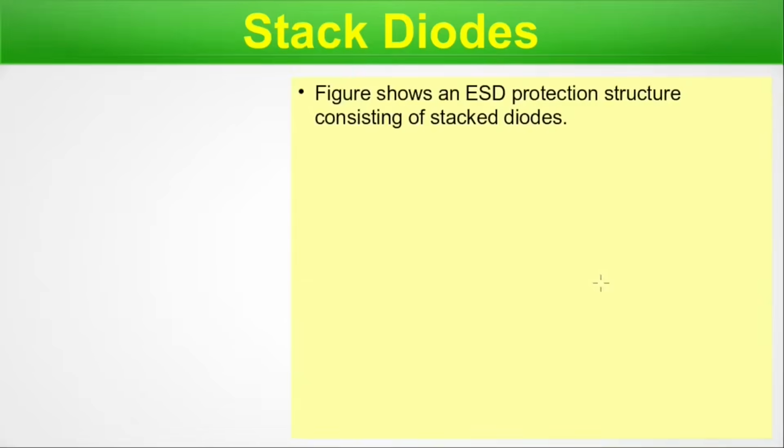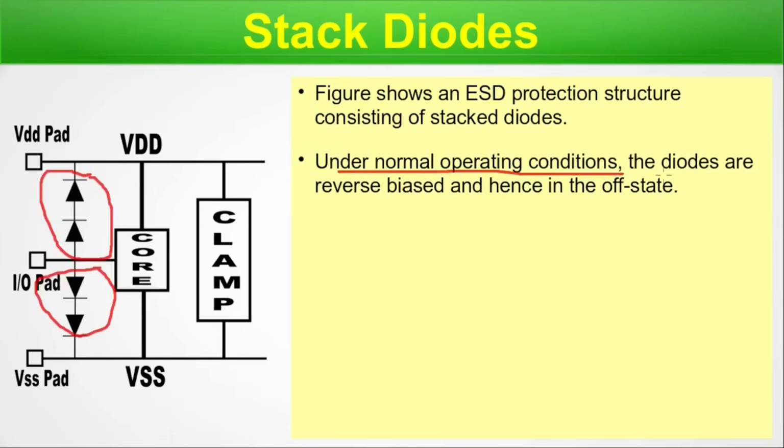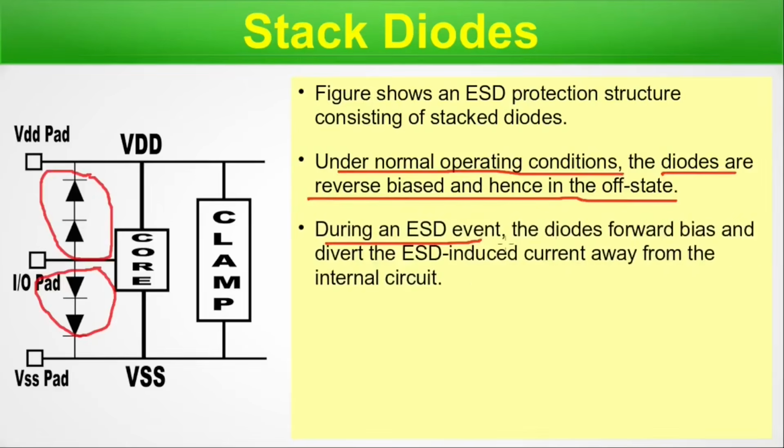Stacked diodes. So here we will talk about the next level of application of the diodes. The figure shows an ESD protection structure consisting of stacked diodes. You can see that instead of a single diode, we can stack diodes for better protection. So this can be used. Under normal operating conditions, the diodes are reverse biased and hence in the off state. During an ESD event, the diodes forward bias and divert the ESD induced current away from the internal circuit.